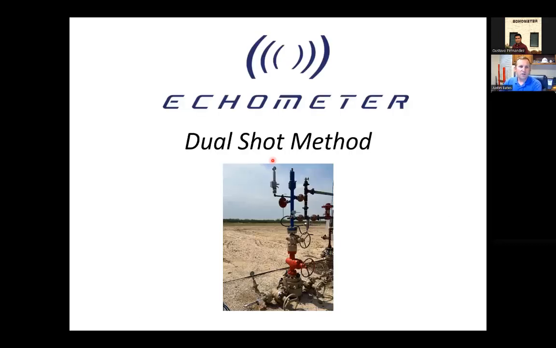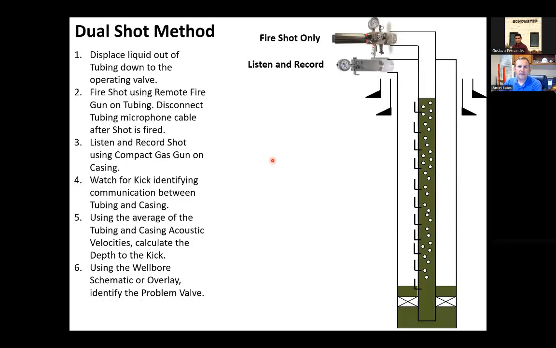So to introduce the dual shot method, I think it's important to look at this diagram. So typically with a single shot, we're attaching a gun to either the tubing or the casing, and we're ultimately going to fire a single acoustic pulse down one of those paths. And then we're going to utilize the reflections off the changes in cross-sectional area to ultimately come to decisions that we can make in troubleshooting the well or verifying the operation of the well. With the dual shot method, you actually use two guns, whether you're using a remote fire gun and a compact gun, or two 5K guns, a remote gun and a 5K gun, it doesn't matter, okay? There are certain characteristics in which you would want to utilize a 5K gun versus a remote fire gun, but we can talk about that offline in more detail.